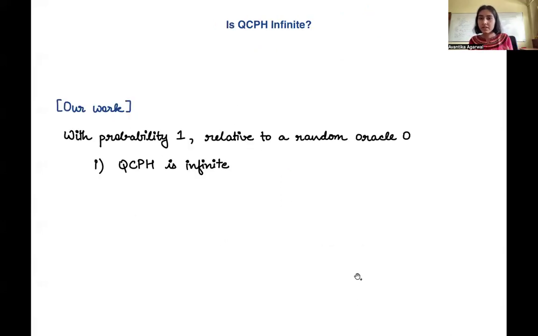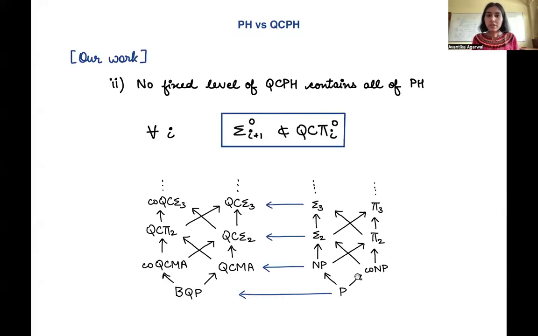So we show that indeed in the oracle model, QCPH is infinite. Most strongly, we show that with probability 1 relative to a random oracle O, QCPH is infinite. So we do not need a lot of structure in the oracle to be able to show this result. Moreover, we show that relative to a random oracle, no fixed level of QCPH contains all of PH.